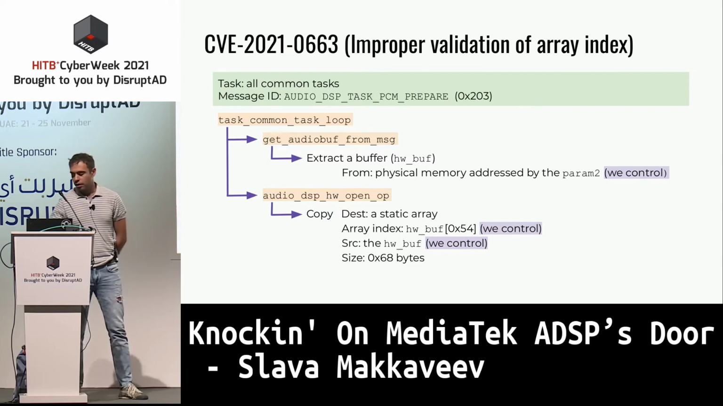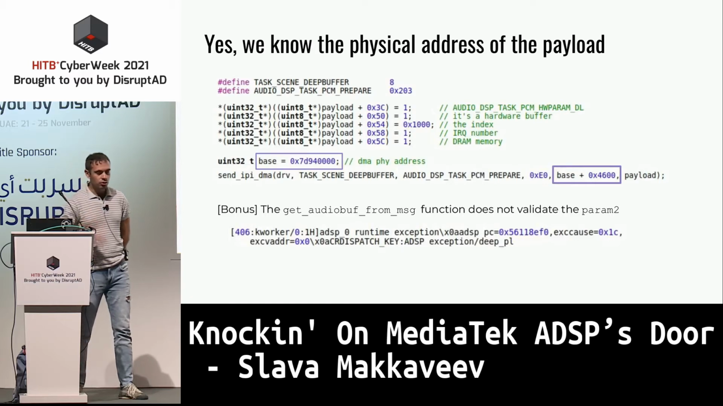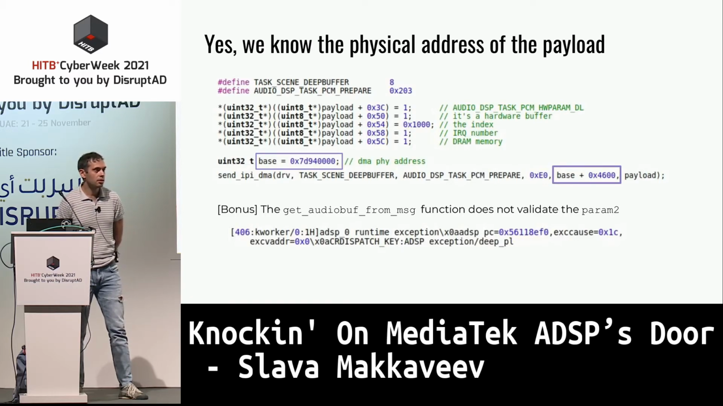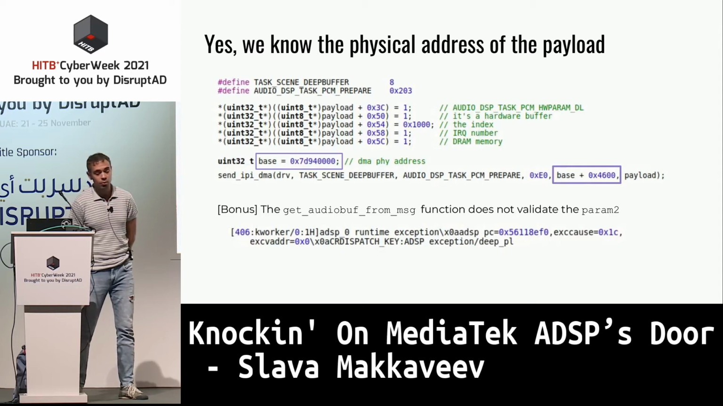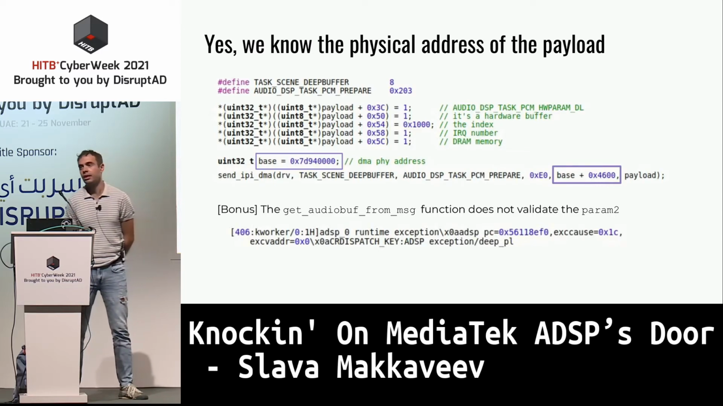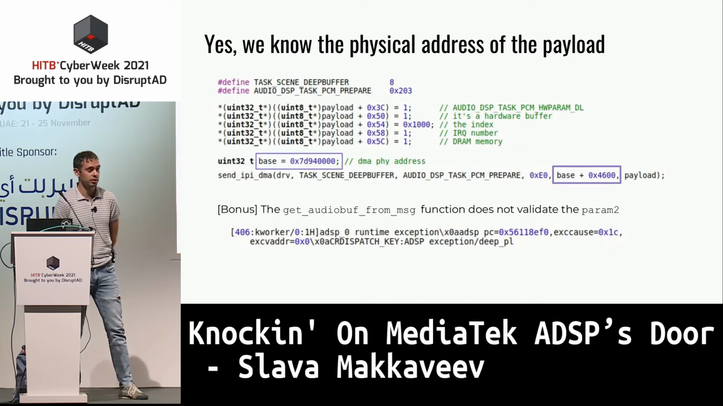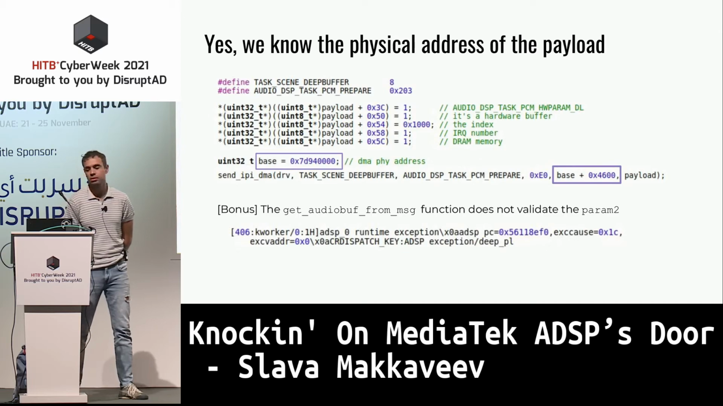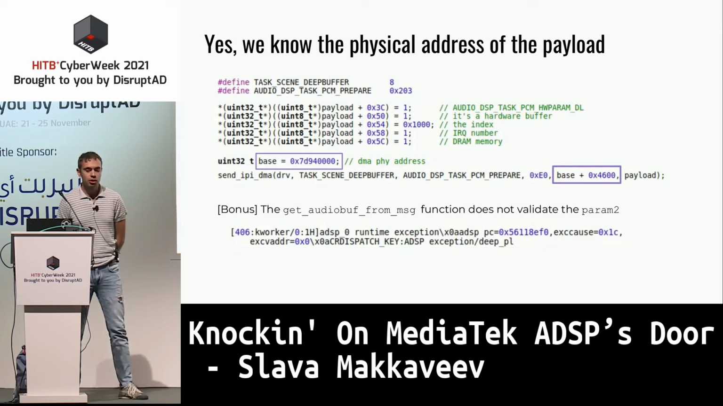To open this audio buffer, it's enough to send an EP message and transmit a message payload through the shared memory, pointing param 1 to the physical address of the shared memory. And yes, we know this physical address; as I mentioned, this physical address is permanent on the device, and we know it from the kernel log. Great. So we control the buffer, and the code presented on this slide just crashes my mobile test device here.